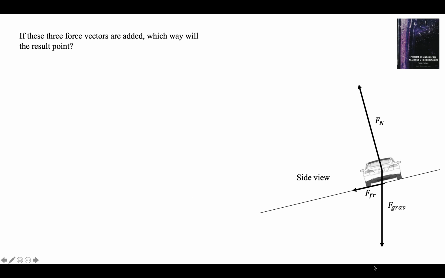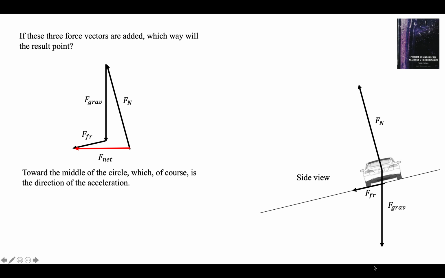If these three force vectors are added, which way will the result point? There's the normal force, the gravitational force, and the frictional force. There's the net force, which is not a force on the car, it's the result of the forces on the car. And that's to the left, which is in the direction of the acceleration, towards the middle of the circle. That's the way the net force has to point, toward the acceleration.